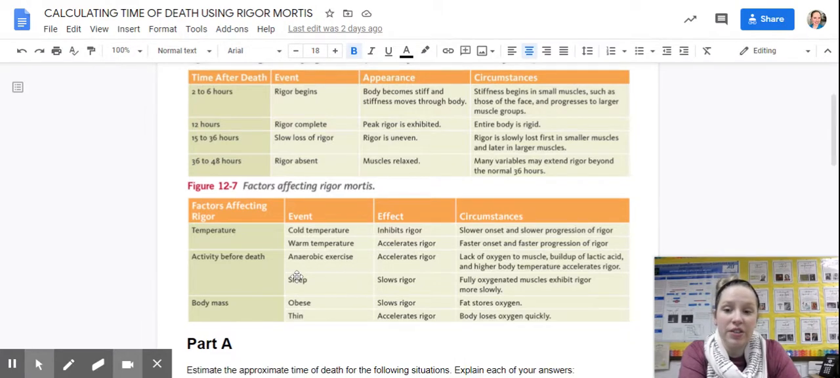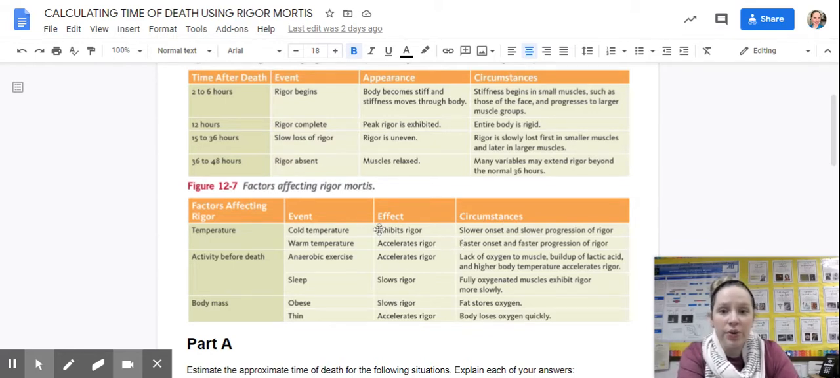We also talked about some of the different environmental factors that can change how fast rigor sets in or how slow it sets in. So cold temperatures will slow down rigor while warm temperatures accelerate it. Exercise before death will actually increase the rate of rigor as well, while being completely relaxed in sleep would slow that down. Body mass is another factor to consider. Someone who is obese has more oxygen stores in the fat, and that would slow down rigor, whereas someone who is thin has less stored oxygen in their body fat, and that would speed up rigor.